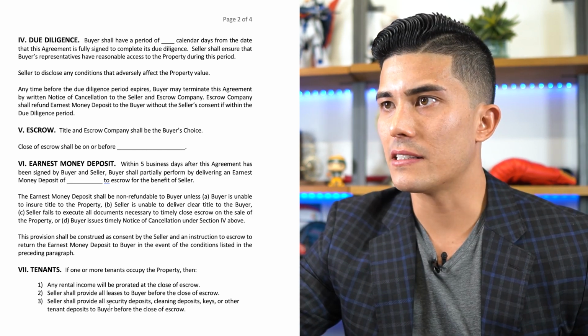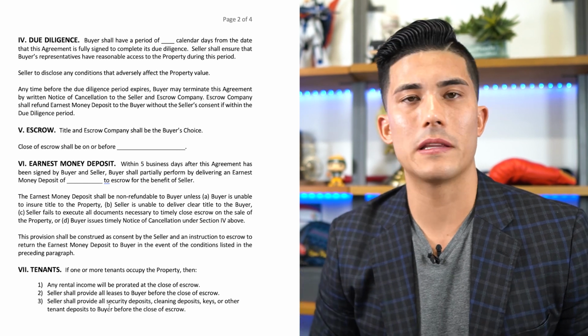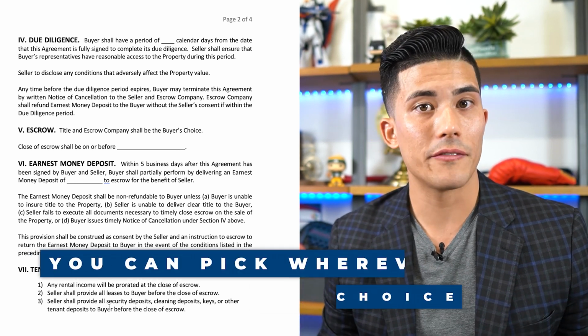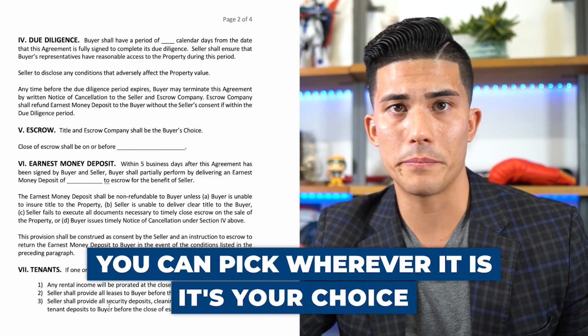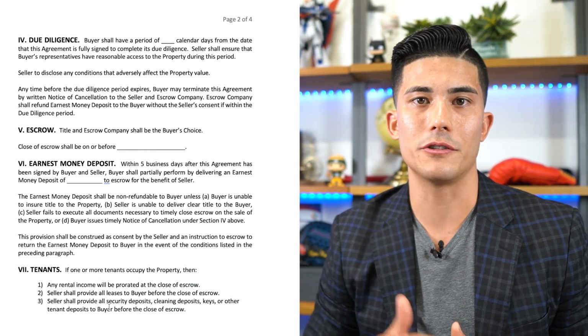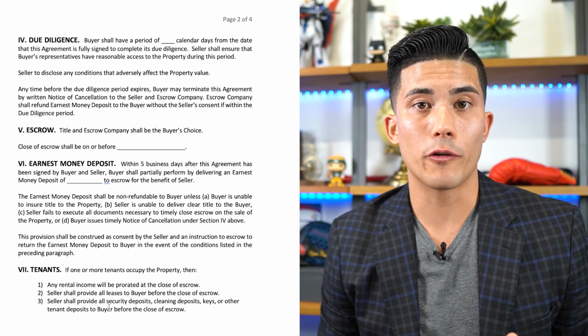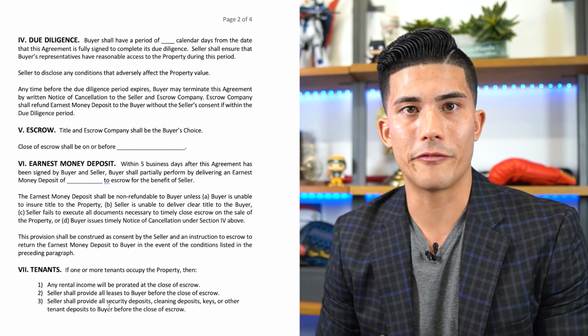All right, part 5 of this, escrow. Title and escrow company shall be the buyer's choice. So you guys can pick wherever it is. It's your choice. Close of escrow shall be on or before blank. So you're gonna pick the date of close. Typically, we always do 30 days out. We can close before that if we want. It's on or before that date.